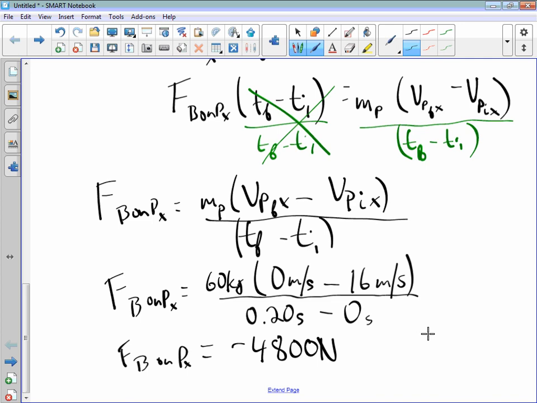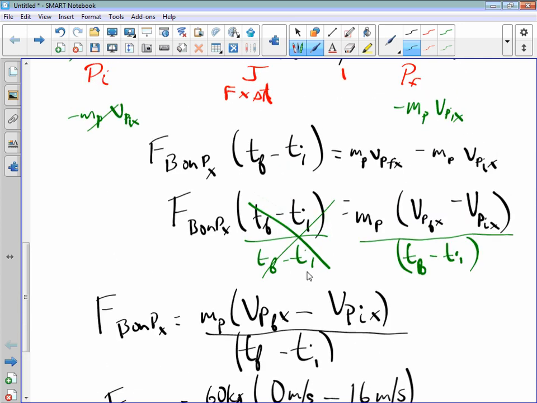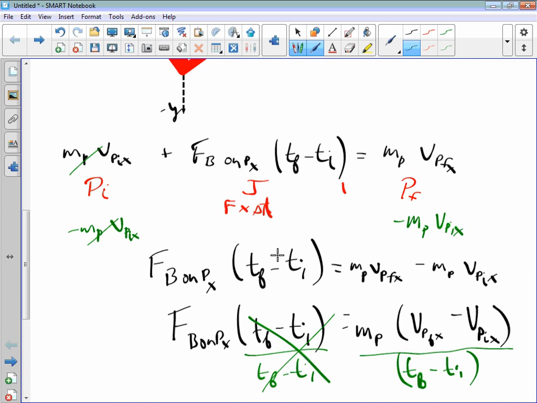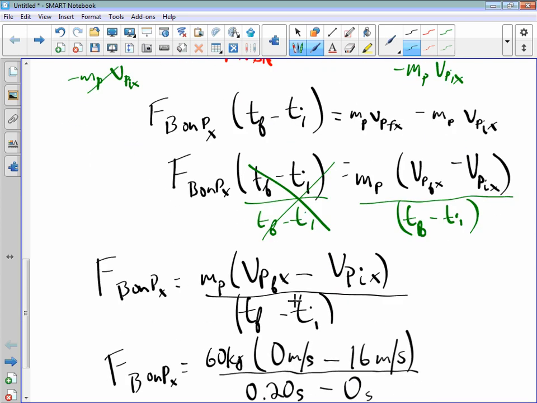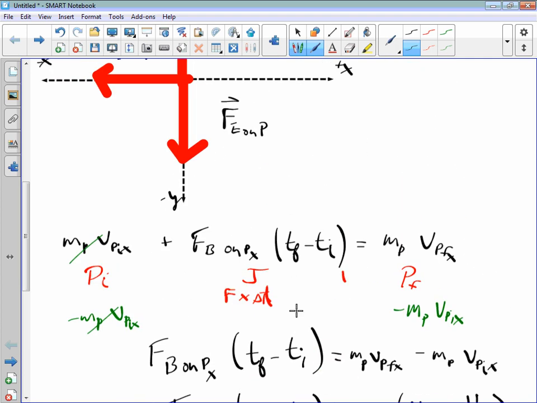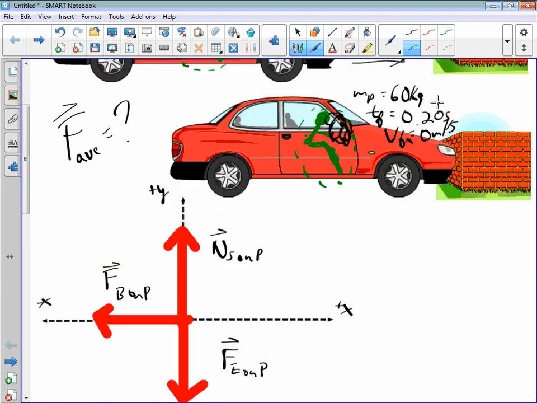Now, you're going to have the same impulse regardless. So if you don't use an airbag, instead of taking 0.20 seconds to stop, you take 0.01 seconds to stop. The impulse is the same. Your change in time is a lot less, which means the force on that person ends up being a lot more.